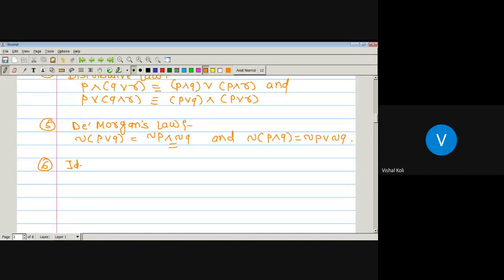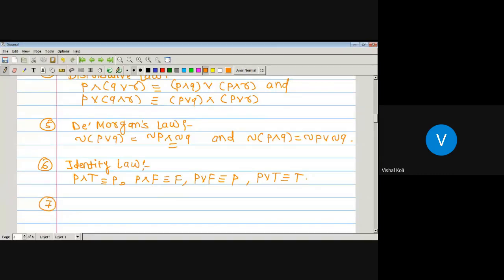Identity law. In that one, P and T means if P is any statement and T is a true statement, then P and T is always P, and P and false is always false. P or false is always P, and finally P or T is always T. So it is called an identity law.